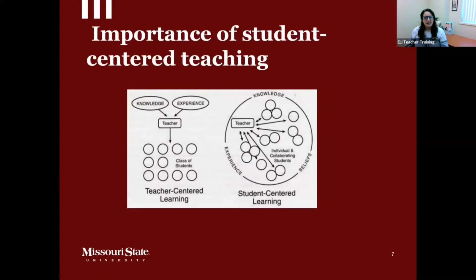So what does that look like? Is this important? Does it matter? That might look like, as opposed to this image on the left side of your screen, that the knowledge and experience all come from the teacher. You give all the information and you disseminate directly to the students.